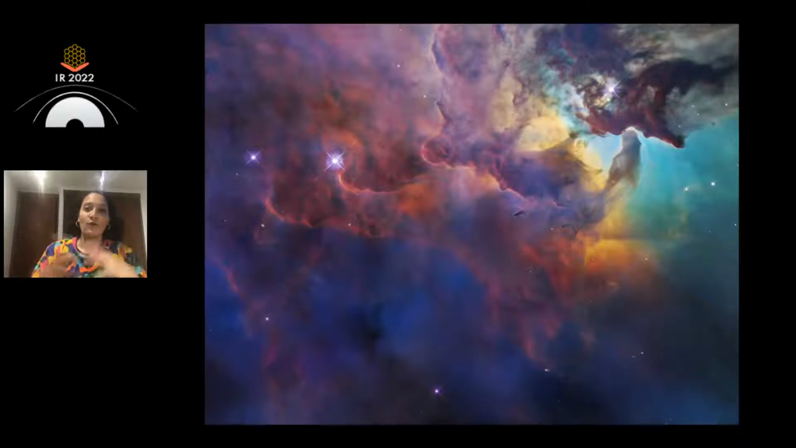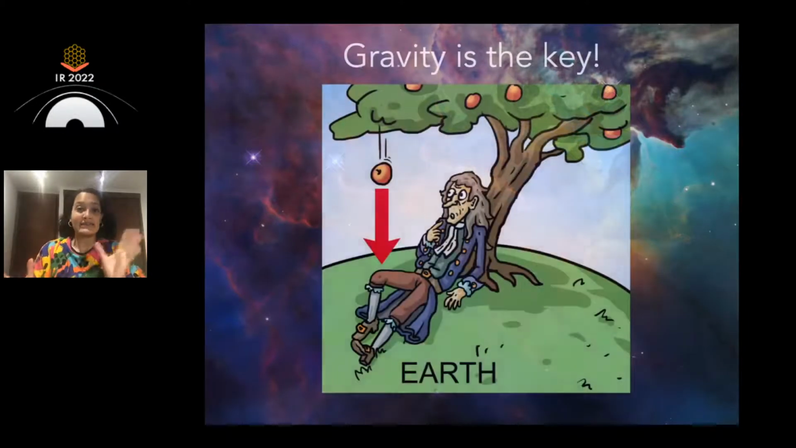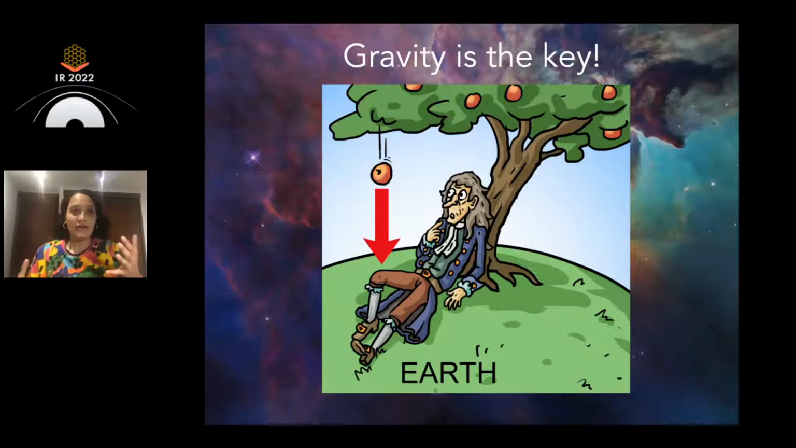But how do we get from a big extended cloud like this to a little star like you can see scattered across the picture? Well, gravity is the key. And gravity is a force that acts on anything that weighs something, anything that has mass.